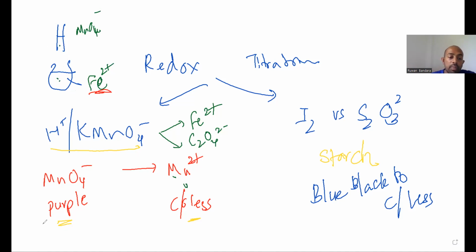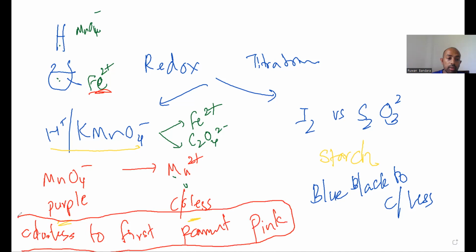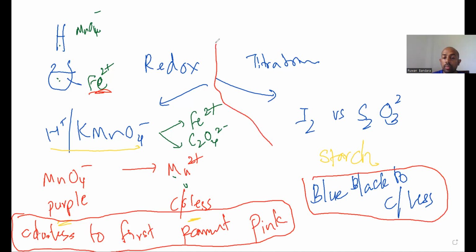So the endpoint of this titration will be colorless to first permanent pink. Two different stuff: blue-black to colorless, and colorless to first permanent pink. Is this clear?